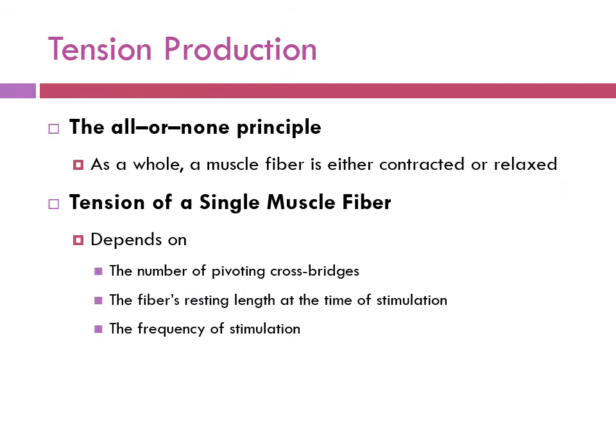So we're going to talk a little bit about tension. As a whole, a muscle fiber is either contracted or relaxed. You don't have a partial contraction of a single muscle cell. Either the whole thing is going to contract or the whole thing is going to relax. Tension in a single muscle fiber depends on the number of cross bridges. The cross bridge is where the myosin grabs onto the actin. So if you've got 10 cross bridges, it'll be a different end product than if you have 1,000 cross bridges. The fiber's resting length at the time of stimulation matters, and the frequency of stimulation matters.